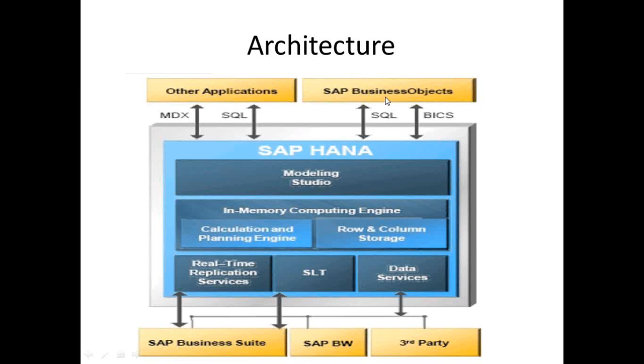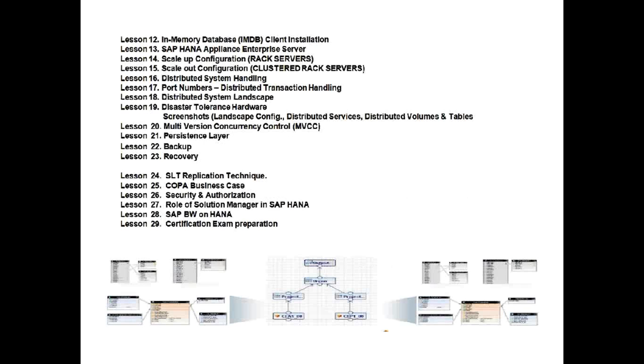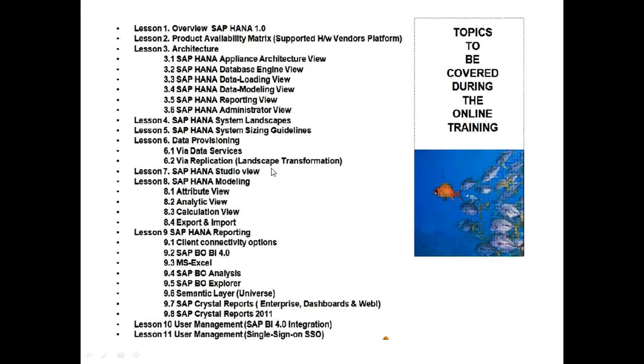SAP HANA does not have a proprietary reporting tool, but it uses reporting tools that are leveraged on top of SAP HANA, like Business Objects, MS Excel, Lumira, and Predictive Analytics. All right. So during this course, we'll try to understand the core of SAP HANA, how models are developed, and how we would go ahead and do our reporting. So this basically talks about what we're going to look through.